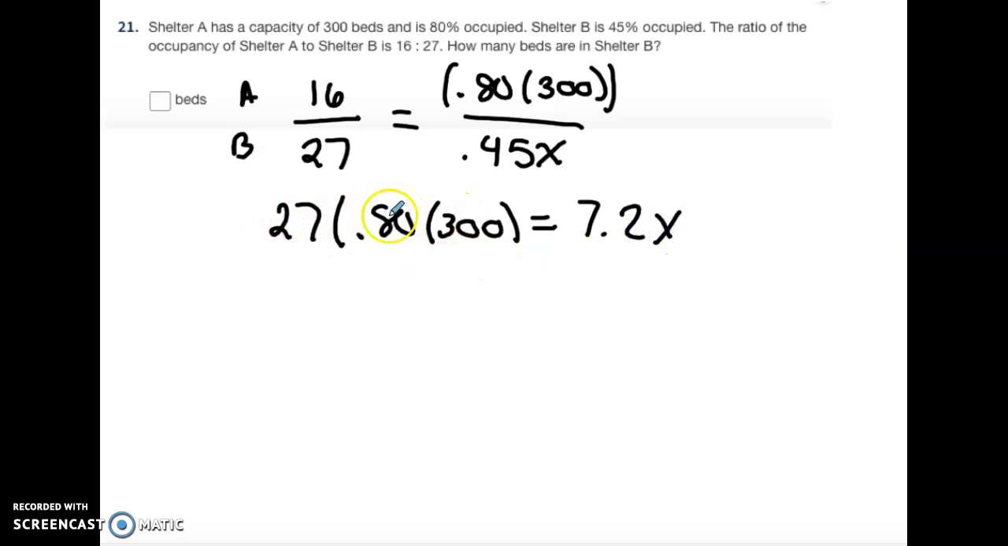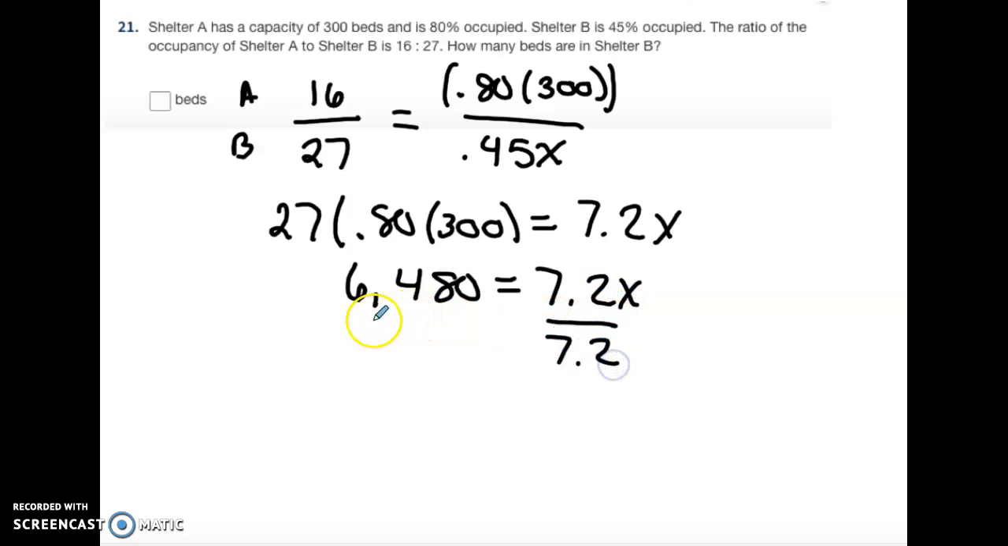So now let's put this in our calculator. 27 times 0.80 times 300 is 6,480. Just bring this down. To get x by itself, let's divide by 7.2. And we get 900 beds.